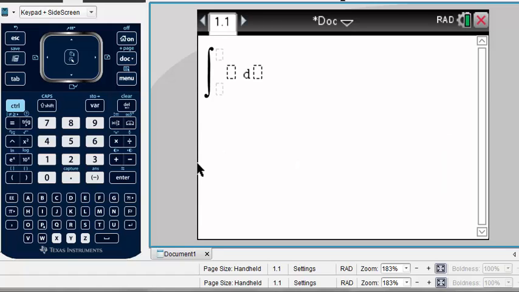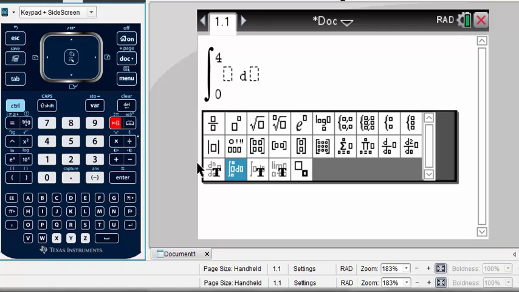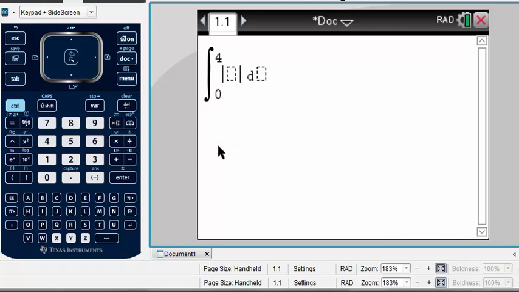So integral from 0 to 4. Now I need my absolute value. 2 minus 2t, I'll use t, just to change up things in the calculator. dt, push enter, there we go, total distance is 10. And this should always be positive because it is a distance traveled as opposed to a displacement which shows direction.